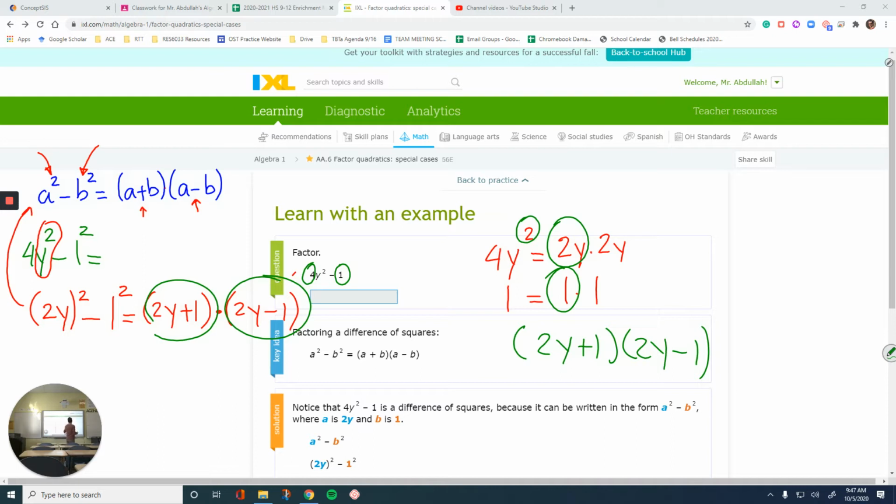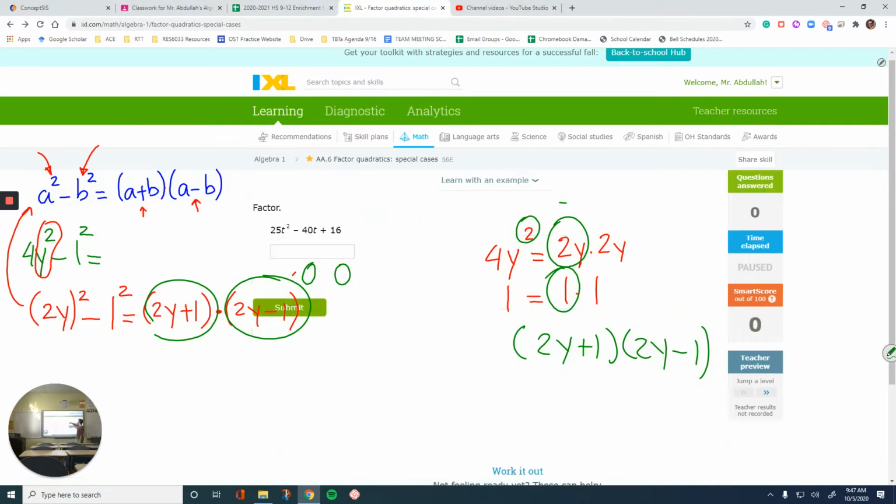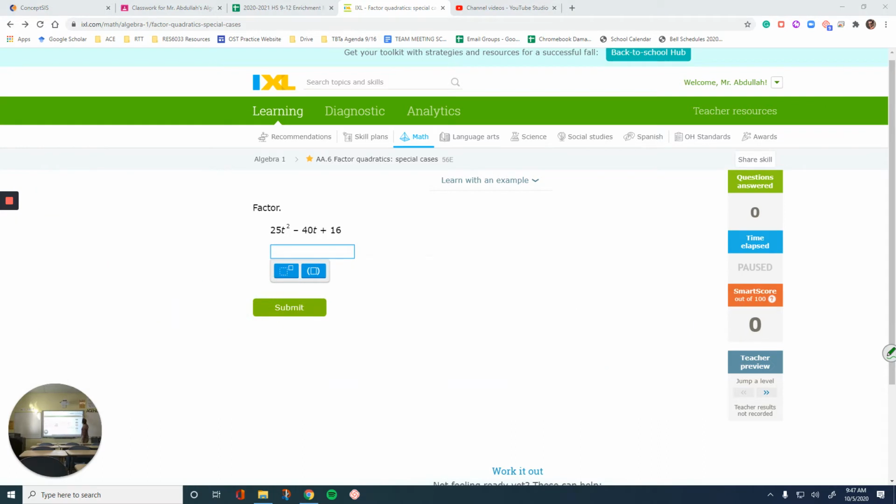So that's the example. That's the first special case, the difference of two squares. And it has this formula. You might want to keep it handy. Write it on a paper. Keep it on the side when you go solve these questions. And keep those formulas close to you when you are doing your quiz as well.